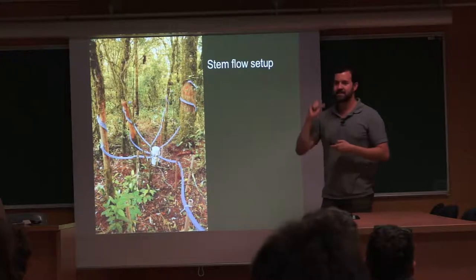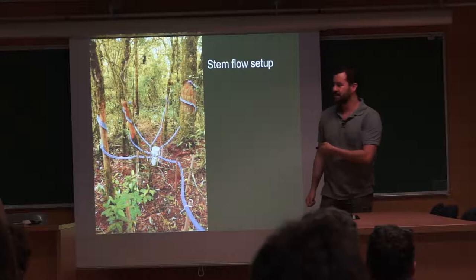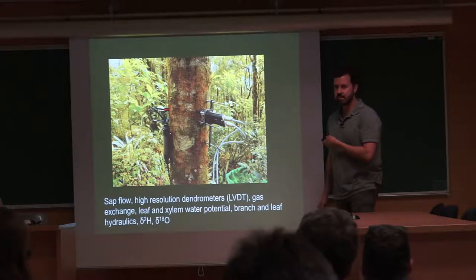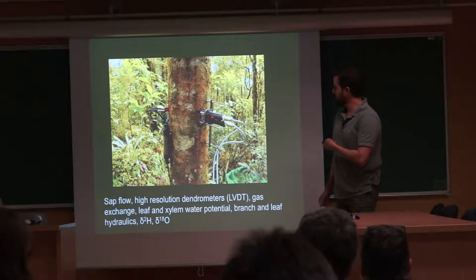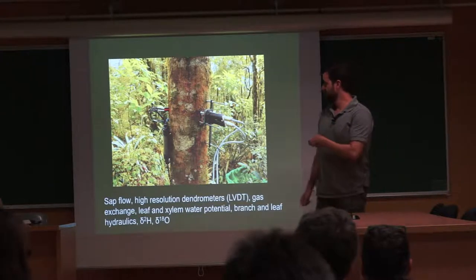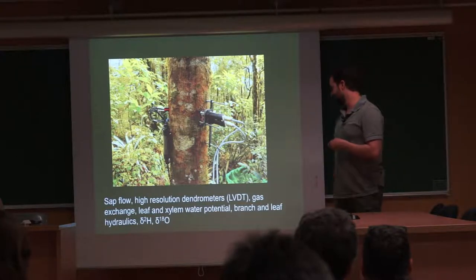Those are just hoses that we had to attach to the trees, and then there was a rainfall collector here, a rain gauge. Those are the vegetation sensors. This is a high resolution dendrometer, and this is a sap flow sensor. I will show some data that we collected from this sensor very soon.